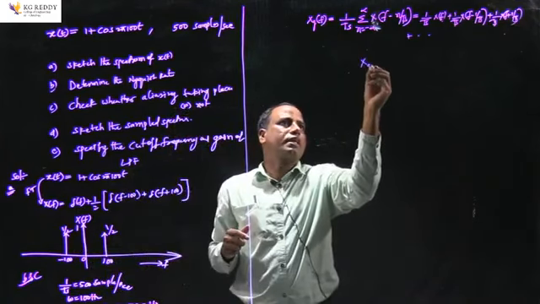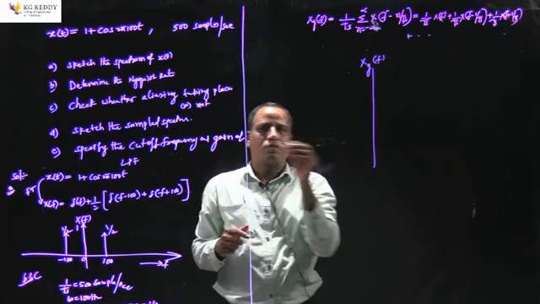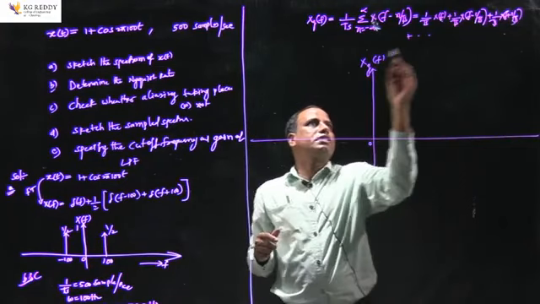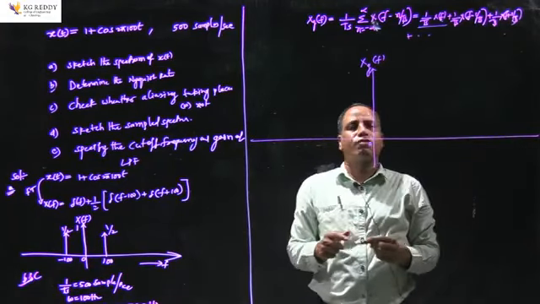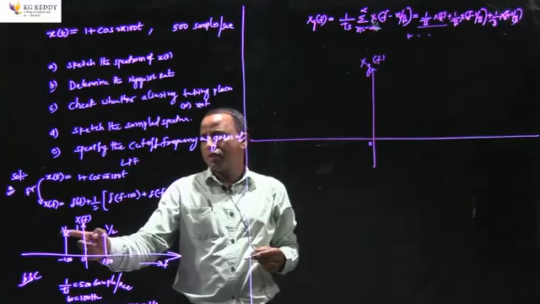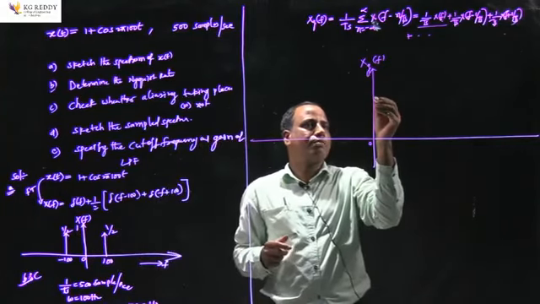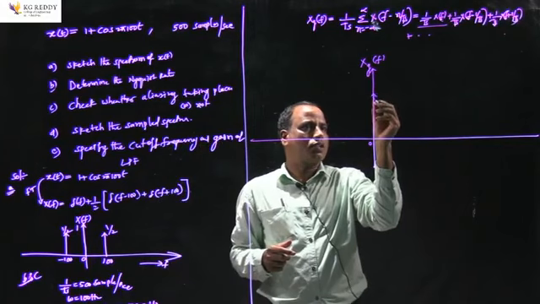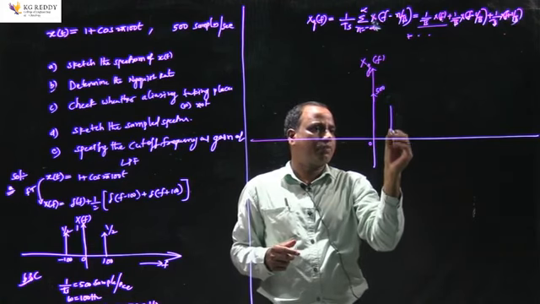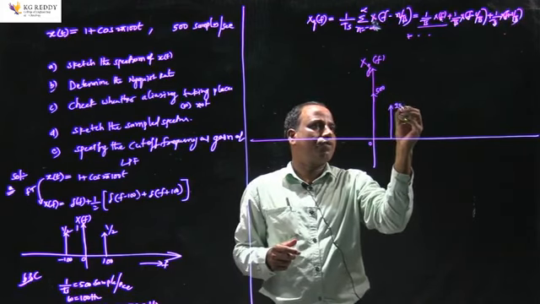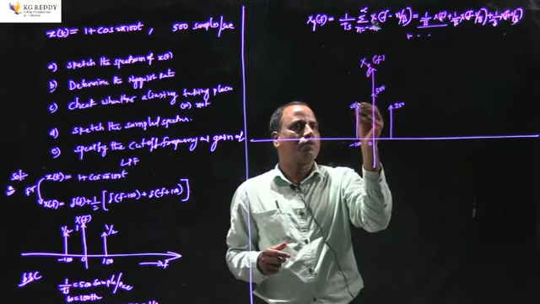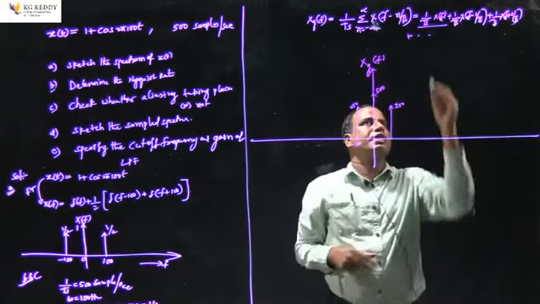So the spectrum Xg of f looks like this. For this term, 1 by Ts into x of f is this, but we should multiply with 1 by Ts. So this 1 becomes 500, this 1 by 2 becomes 250. Now we have a sample at the origin with an amplitude of 500, another sample at 100 with an amplitude of 250, and another sample at minus 100 with an amplitude of 250. So this is the spectrum for this 1 by Ts into x of f.